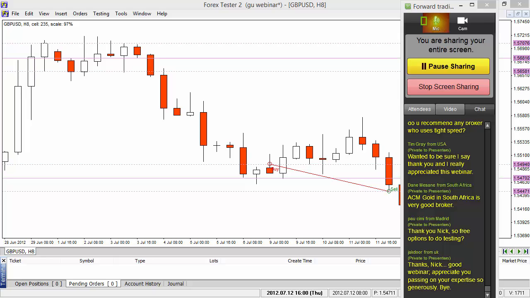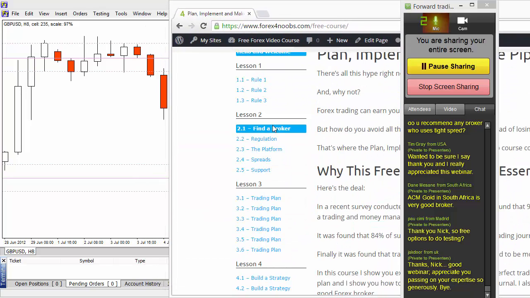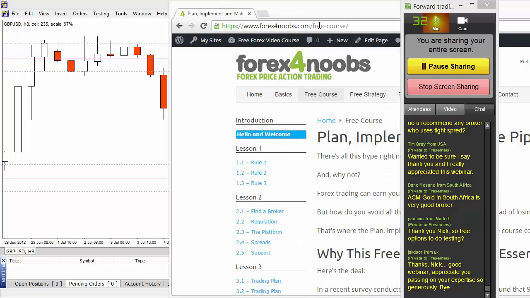So yeah, regulation. I have a very extensive course on how to find the perfect broker for yourself. It's part of the free course. Here you go, free course: forexmoves.com/free-course. There's a very extensive guide to finding a good broker.